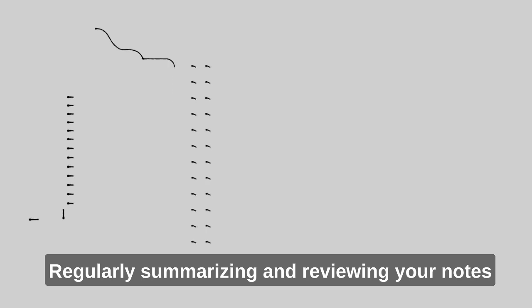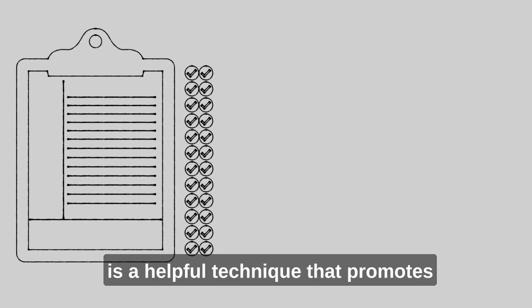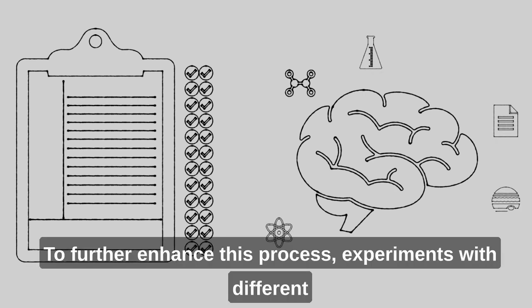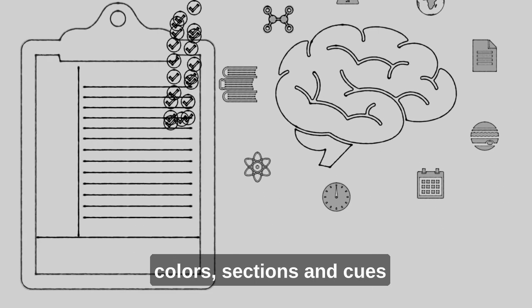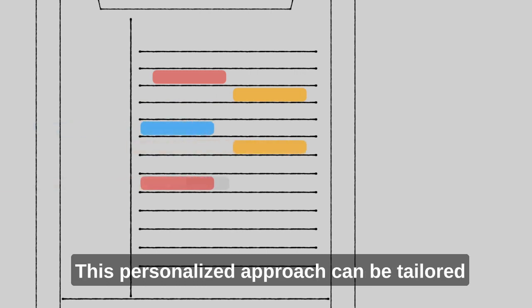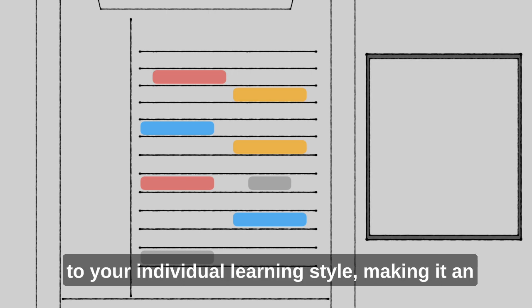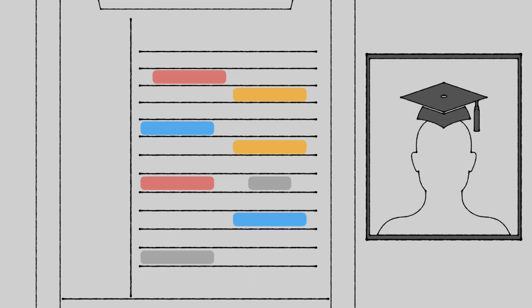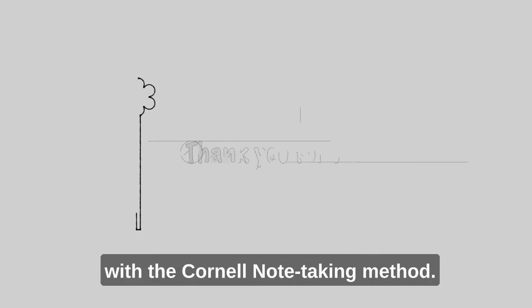Regularly summarizing and reviewing your notes is a helpful technique that promotes information retention and facilitates exam preparation. To further enhance this process, experiment with different colors, sections, and cues while using the Cornell Note-Taking Method. This personalized approach can be tailored to your individual learning style, making it an effective tool for academic success. Let's give it a try and boost your learning performance with the Cornell Note-Taking Method.